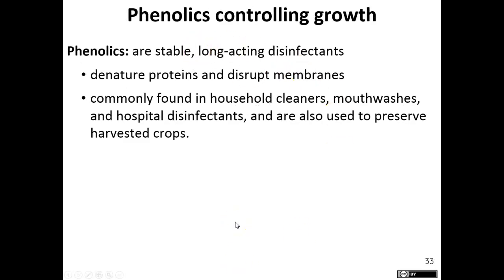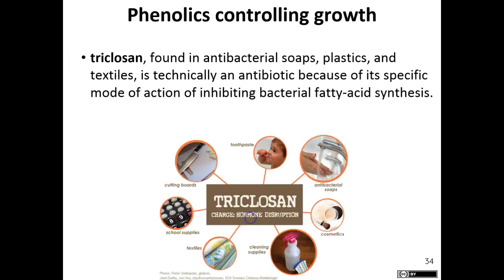Phenolics are more stable and they last longer. They also denature proteins and disrupt plasma membranes. But since they are more stable, they don't evaporate so fast. They are more common in your household. They're used in household cleaners, in disinfectants, in mouthwashes. They're used in a lot of stuff. So let's look at some ways that we use phenols.